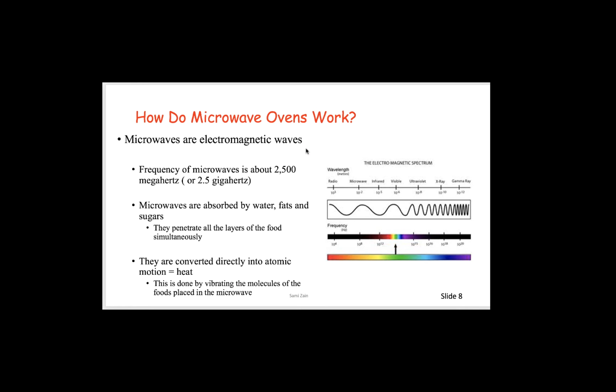How do microwave ovens work? As we saw before, microwaves are electromagnetic waves. The frequency of most microwave ovens is in the range of around 2500 MHz. Please turn to slide 9.